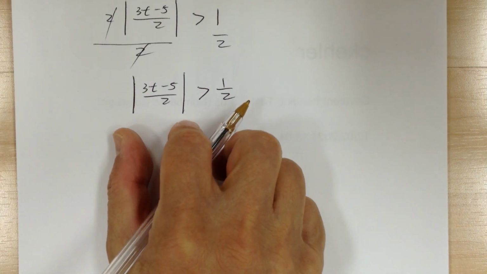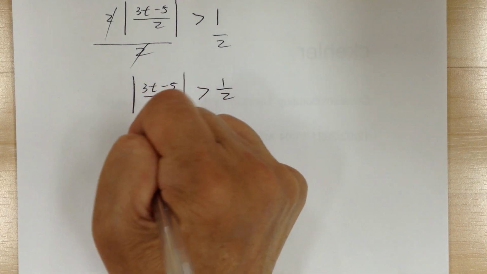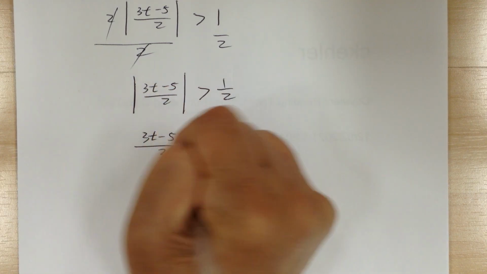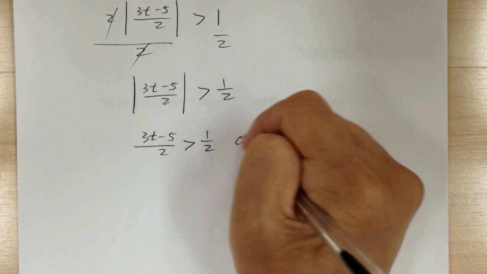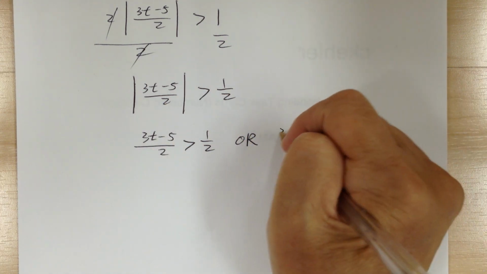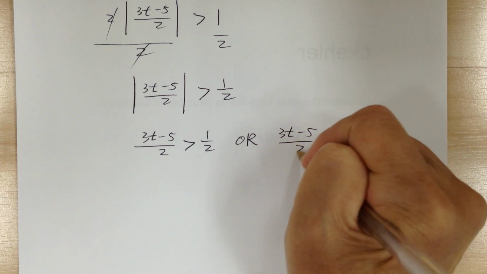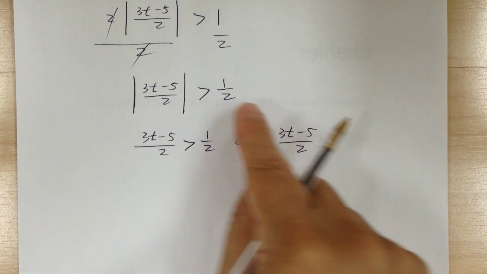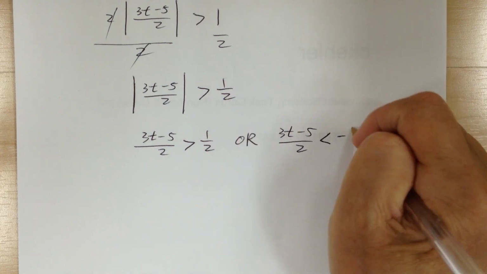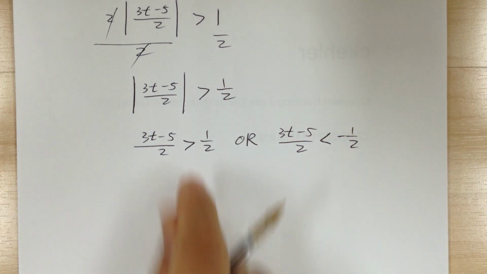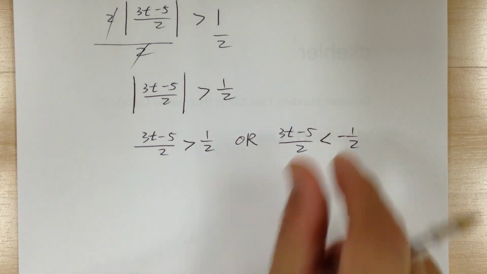Now you're ready to go ahead and separate. Okay, so you got 3t minus 5 over 2 is greater than 1/2. Now this is pointing away, so it's or. Okay, and you got 3t minus 5 over 2, and you have to make this side opposite, right? So we're going this direction and negative 1/2. Okay, so you keep this and everything else becomes opposite.